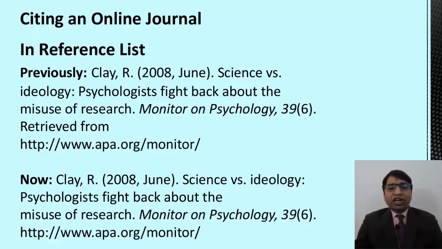Previously, before writing the online link, we used to write "retrieved from." Whenever we were mentioning any online source or journal, before mentioning the hyperlink, we used to mention "retrieved from." But according to the new APA manual, 7th edition, there is no need to write "retrieved from." So what we are going to do, you can see over there, there is a volume, there is an issue, after that we put a full stop and then just put the link. That's it.